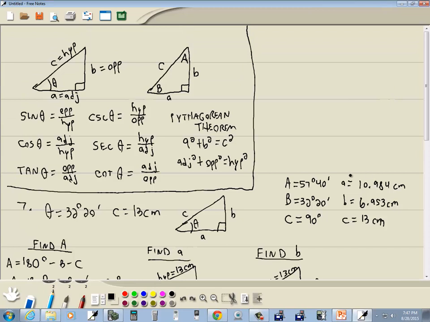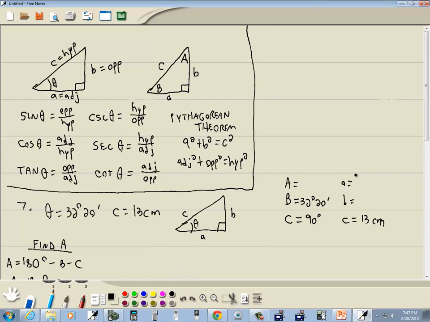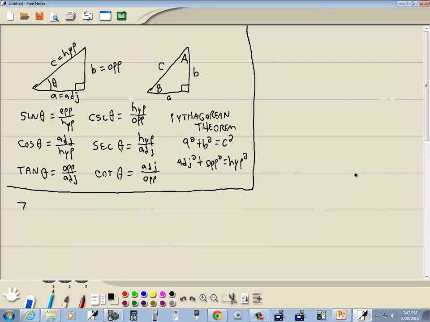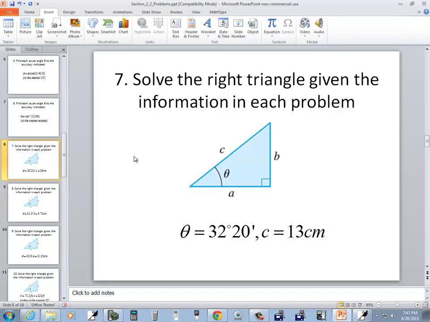Let me go ahead and clean that away, and then we'll look at problem number 8. Now I'll leave the original formulas up at the top. There we go. So let's see what problem number 8 is. And actually, let me grab a drink here.